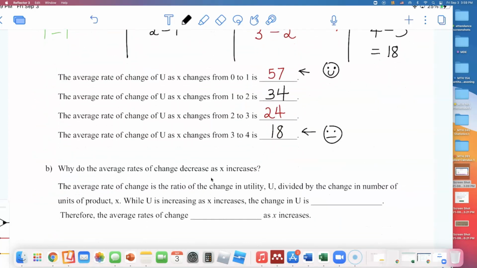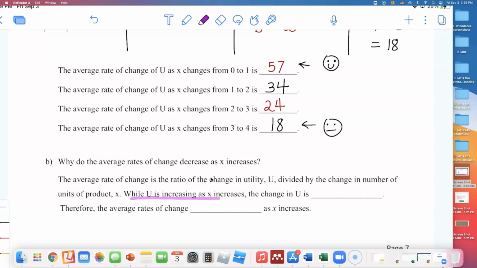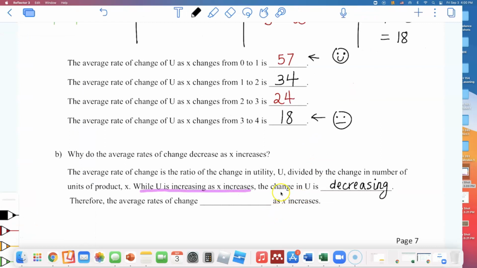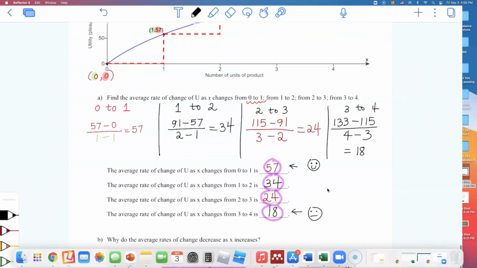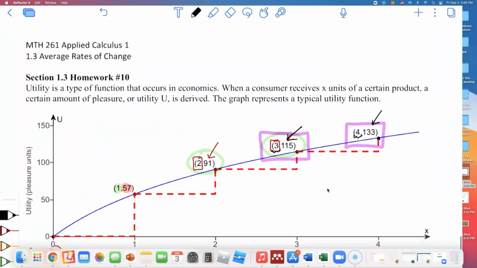What they just said over here is talking about how the line is going up from left to right. The change in U is decreasing, because the numbers are going from 57 to 34 to 24 and 18. So what we can say is, therefore, the average rate of change is decreasing as X increases. And that is it for homework problem number 10 on section 1.3.